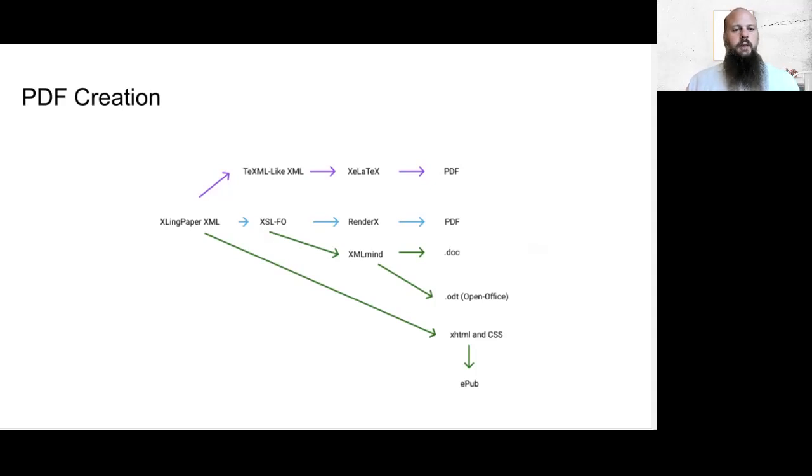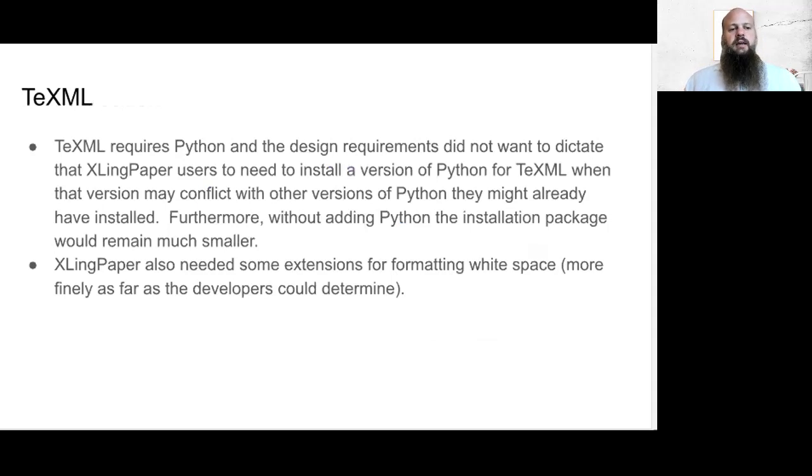So the TeXML, why didn't the XLingPaper project go with TeXML? Here are the disadvantages and the design considerations that we, or primarily Andy, looked at. TeXML required Python, and the design requirements would then require users to install an additional copy of Python or to connect to a Python version that was compatible with the TeXML project.